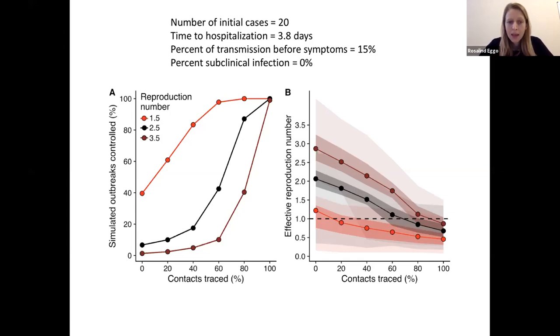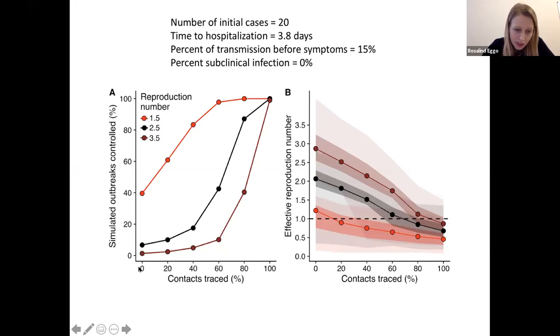months. If on average there's a higher number of secondary cases per infected person, that would be R0 equals 3.5, then you can see at 80%, only 40% of simulated outbreaks are controlled. So much lower, and it's non-linear. Over here, this is R0 1.5, so on average each infected person creates 1.5 new infections, and at 80% of contacts traced, all of the simulations were controlled.